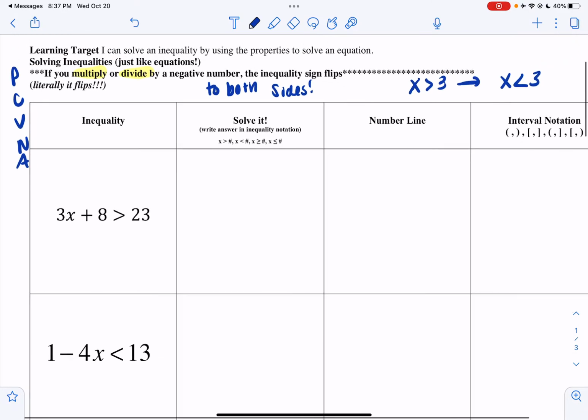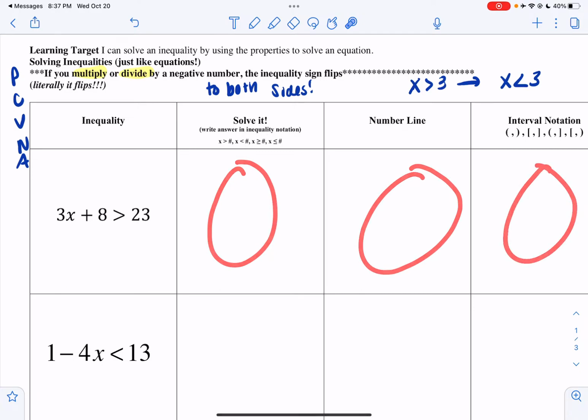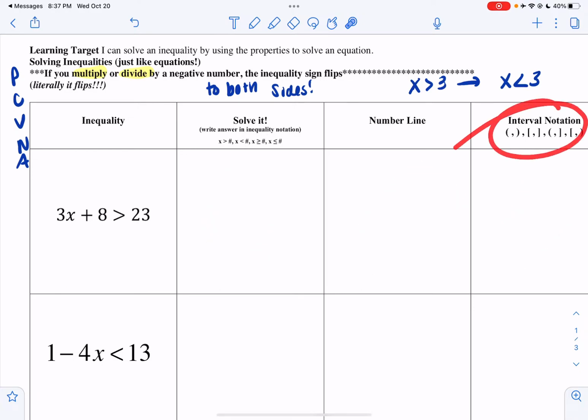So now what we're going to be doing is solving it, putting it on a number line, and doing it in interval notation. Remember, interval notation we are going to be going over throughout the whole course of the year. So if you're not 100% with it now, you will be 100% with it by June.